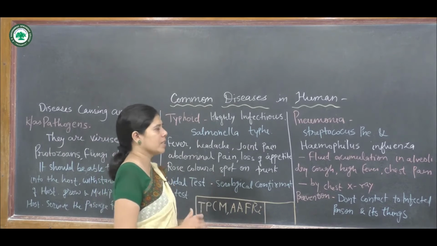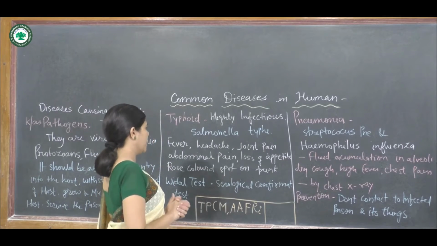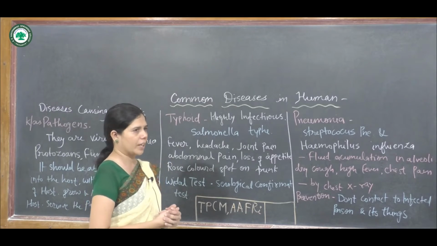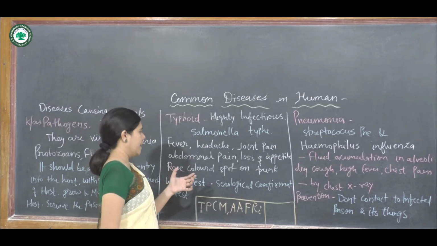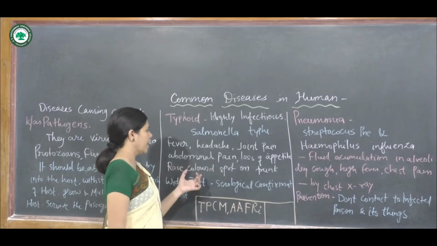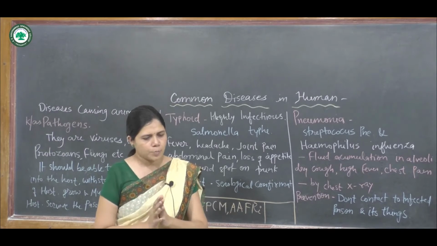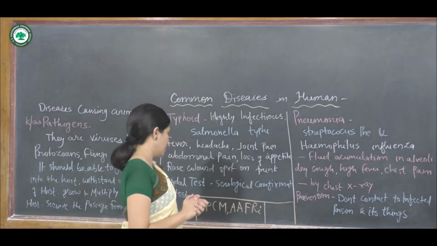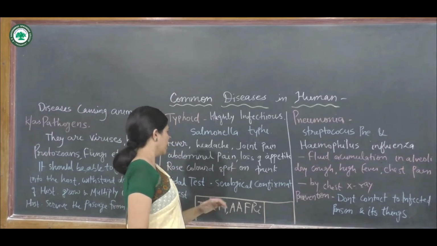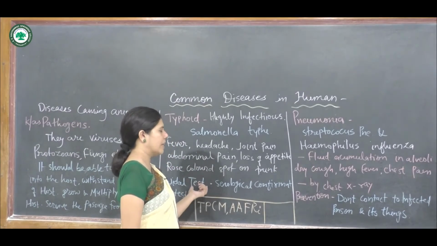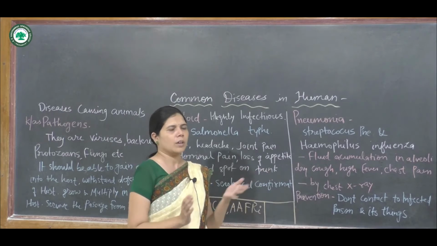The regular symptoms of typhoid are fever, headache, joint pain, body pain, abdominal pain, as well as loss of appetite and high fever. These are the common symptoms of typhoid, and the main symptom is the appearance of red colored spots on the trunk of the body. The diagnosis of typhoid is by the Widal test. The Widal test is a serological confirmatory test to detect whether typhoid is present in the body or not.